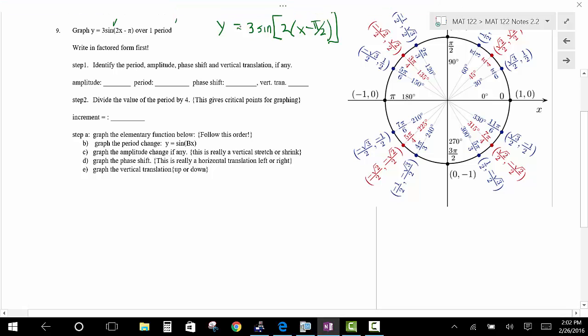Now let's identify everything. Okay, the amplitude is 3. The period comes from this number. And remember, the formula for the period is 2 pi over b. So 2 pi over 2 is going to be pi. There's your phase shift. So that's pi over 2 to the right. And then there is no vertical translation. Okay, so take the period and divide it by 4. And that will give you your critical points on the x-axis that you need to do. So it's pi over 4.